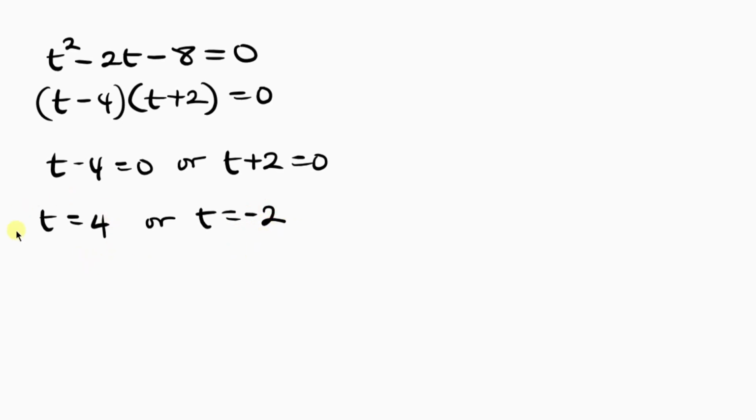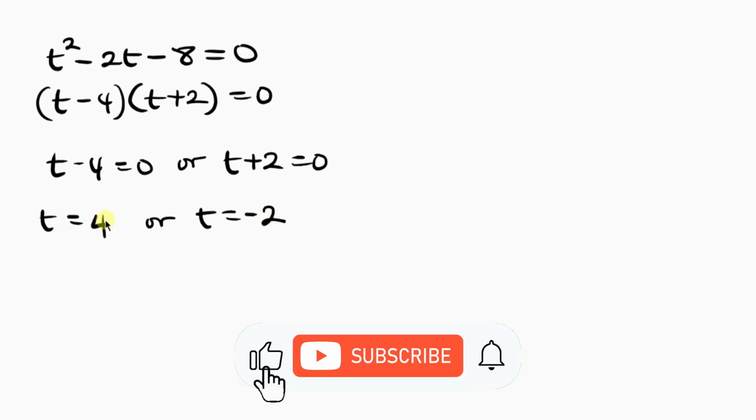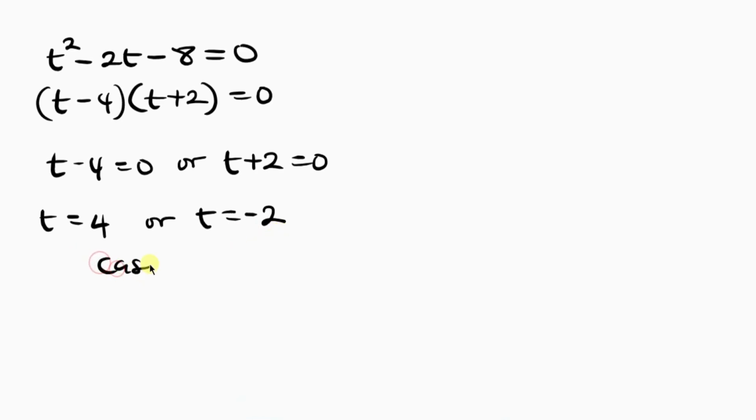Very good. So we have two cases where t is 4 and t is negative 2. So let's go for the first case, case 1. Remember that we said t is equal to xy, right? Very good. So if t is equal to xy, that means xy is equal to, taking the first case where t is 4, that means xy is going to be 4.